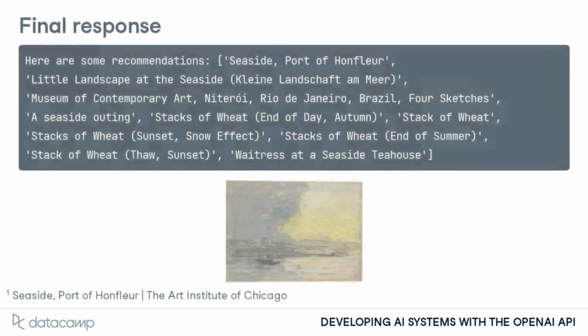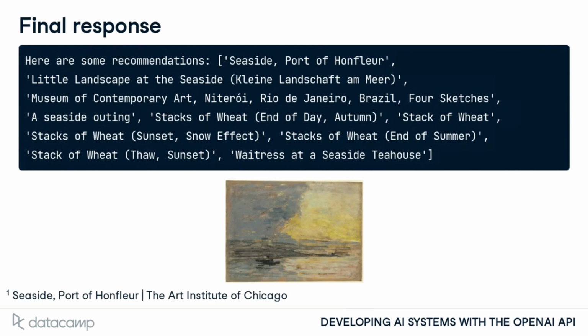And finally, we have a response that we can use to pass back to the user, a list of artworks from the museum that resonates with the user who likes the seaside. Depending on how the external API is set up, there might be some post-processing to do on the output that can always be done using standard Python code.